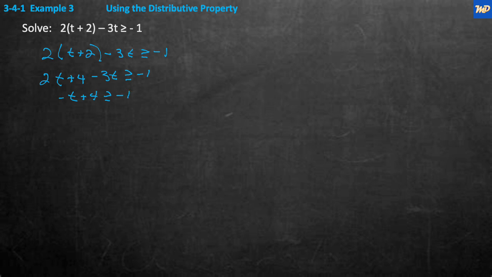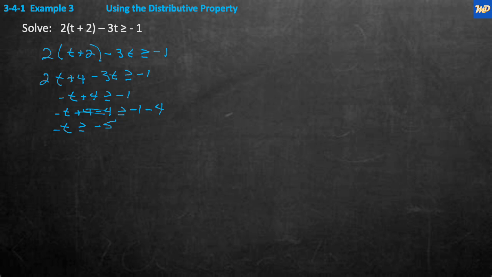So now we're going to undo the addition that we have with the plus 4. So we're going to say negative t plus 4 minus 4 is greater than or equal to negative 1 minus 4. And when we simplify that, we're going to get negative t, the 4's cancel, is greater than or equal to negative 1 minus 4 is negative 5.